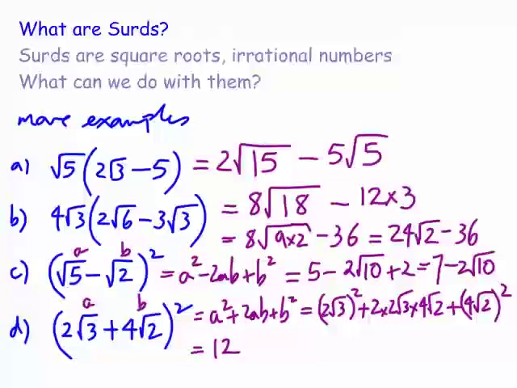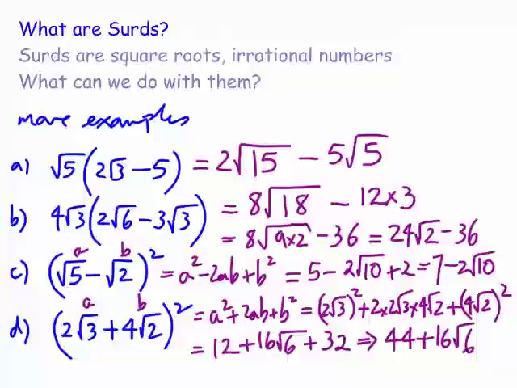Now let's have a look at the next one. 2 times 2 is 4. 4 4s are 16. So it's actually 16 lots of root 2 3s are 6. And the last term here will be what? 4 root 2 times 4 root 2, which is 16 times 2, which is 32. And we can normally just add the numbers together. You can see here that will give us 44 plus 16 lots of root 6.